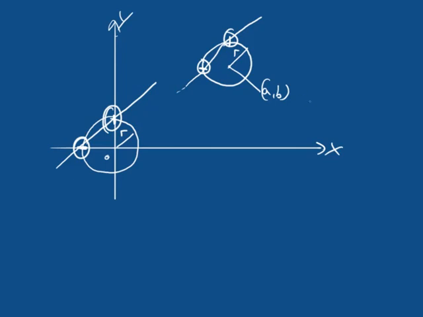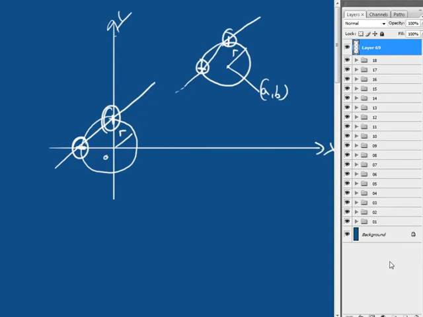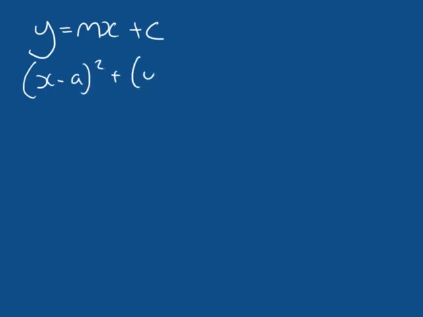So I'm going to bring up a new whiteboard. There we go. And we know starting out that we have a line equation, and that is y is equal to mx plus c. And we know that we have our circle that we're trying to intersect it with, and that's (x minus a) squared plus (y minus b) squared is equal to r squared.